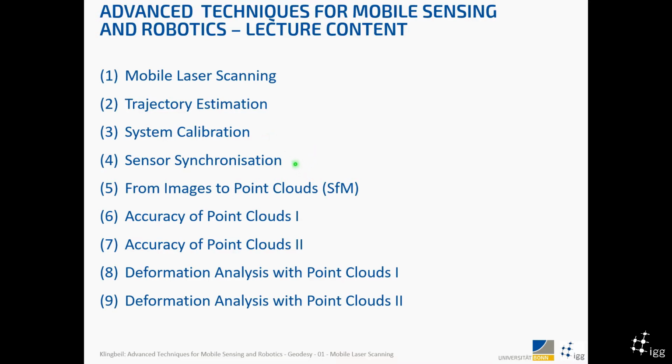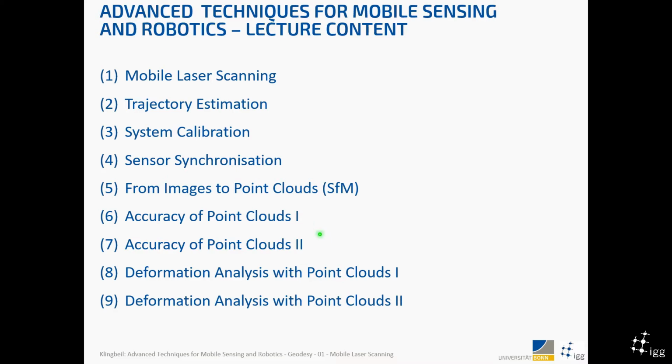Sensor synchronization is a very important topic and very annoying sometimes if it comes to practical implementations, as you will see. And then there will be a lecture about images, point clouds generated from images, so structure from motion, just an overview without going too much in the mathematical details. And then we will have two lectures on the accuracy of point clouds. So if we have generated a point cloud using structure from motion or using laser scanning, how accurate is it?